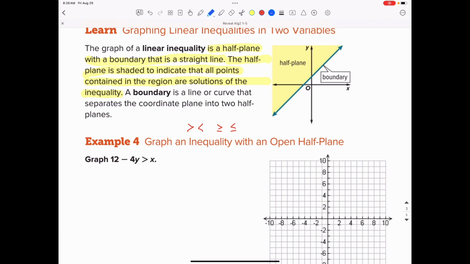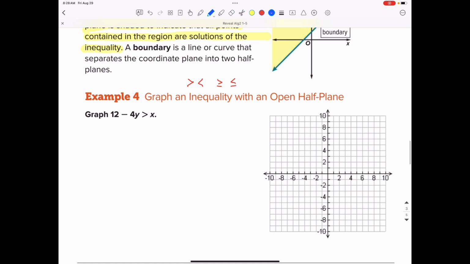So what we're first going to do is graph the boundary line. The boundary line is going to be graphed exactly the same way as you graphed a linear equation. If we prefer to solve these by using slope-intercept form, that means we're going to solve for y, and graph the boundary line based upon slope and y-intercept.